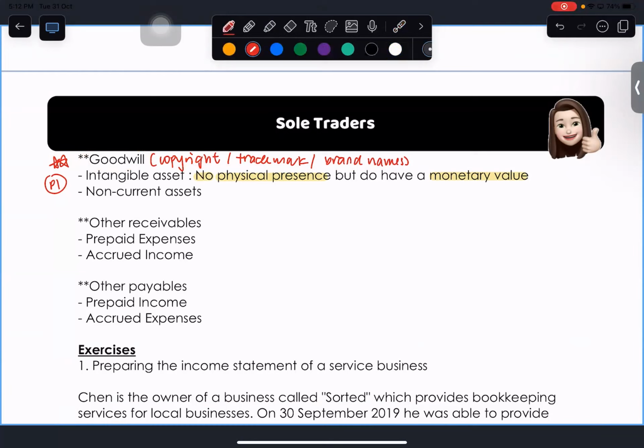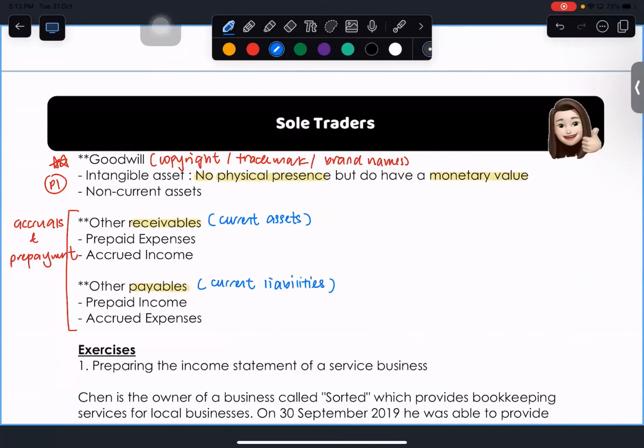Okay, and then this is the part that we learned before under the accrued prepayments topic. Accrued and prepaid expenses. Not sure if you guys remember. Inside here we only have 2 things: other receivable and other payable. Since we already say receivable is under your current asset, same as trade receivable. Then payable will be under current liabilities. Inside here, you have prepaid expense and accrued income for receivable, and prepaid income and accrued expense for payable. That's the thing you need to know.